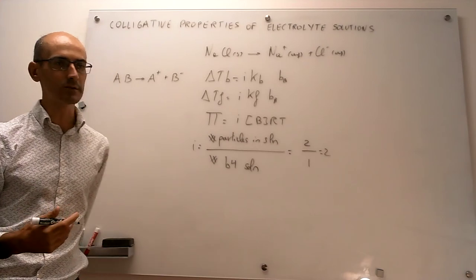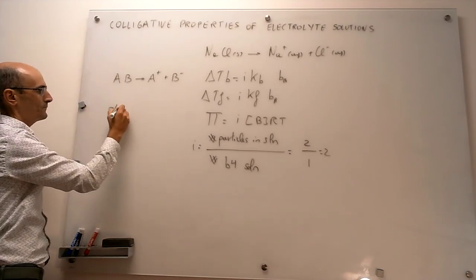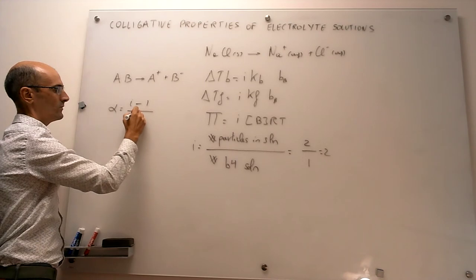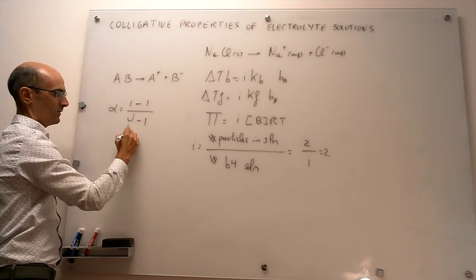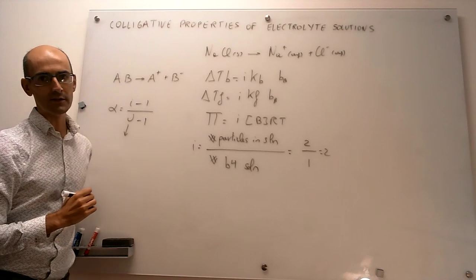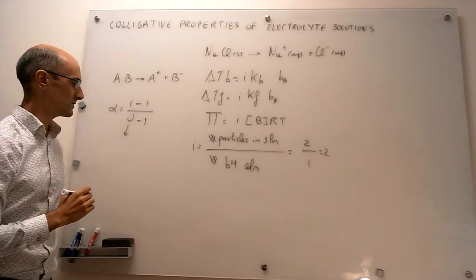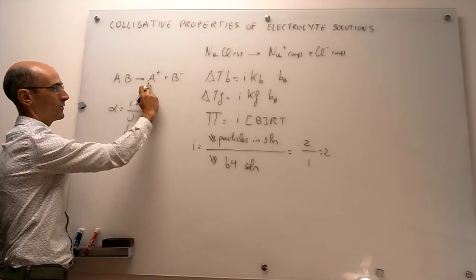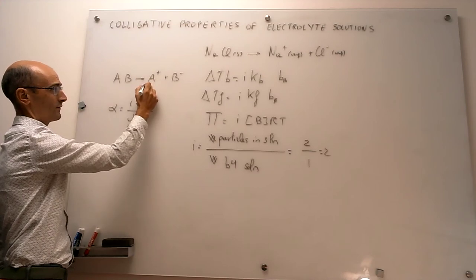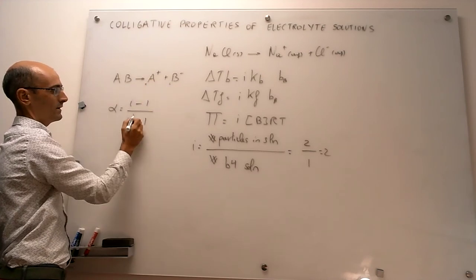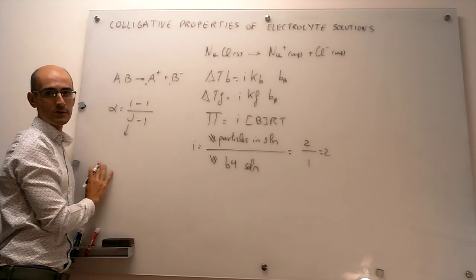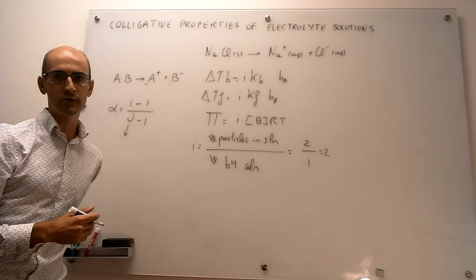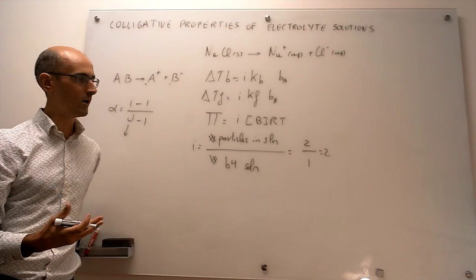Okay, so the degree of dissociation, which we're going to call alpha, is defined as the Van Hoff factor minus one divided over nu minus one, where nu here is just the sum of the stoichiometric coefficients of the ions in solution. Here you have a stoichiometric coefficient of 1 for A, 1 for B, so this nu, which is the sum of those stoichiometric coefficients, will be 2. All right, so let's then solve a little problem to show you how this degree of dissociation business works.